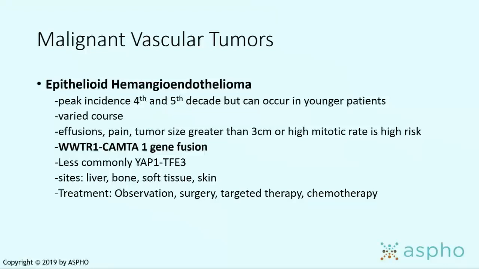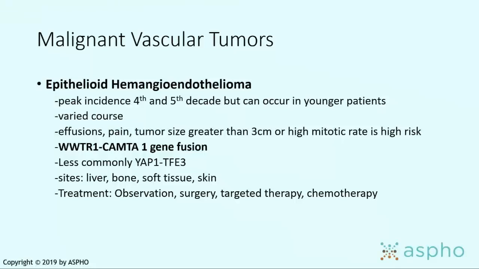So let's talk about malignant vascular tumors, because you will see these. I think about really the 2 most common, and they're not common at all because they're very rare. One of the things that we think about is EHE, or epithelioid hemangioendothelioma. How many people have seen one of these? Yes, they're very, very rare, but they're out there. Usually the peak incidence is in the 4th and 5th decade, but they do occur in young patients.